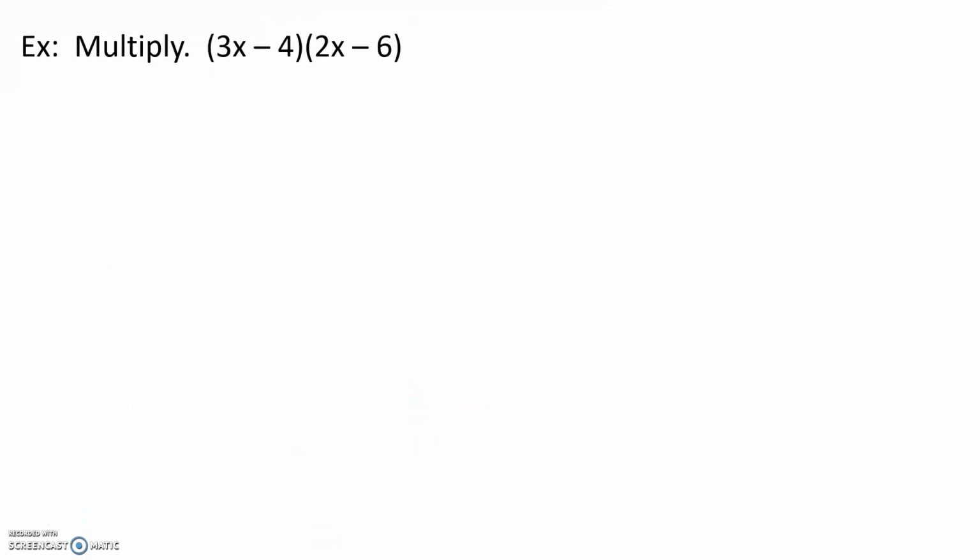Let's multiply 3x minus 4 times the quantity 2x minus 6. When we multiply polynomials, we multiply each term of the first polynomial to each term of the second polynomial. So the 3x, which is the first term of the first polynomial, will multiply to each term of the second polynomial, and then the negative 4 will also multiply to each term in the second polynomial. Let's see what this looks like.